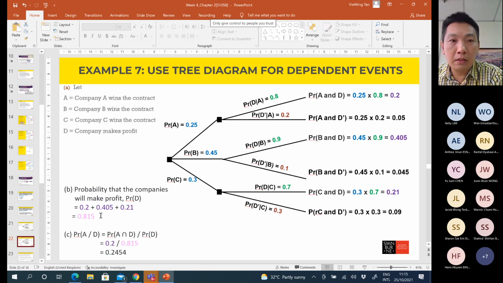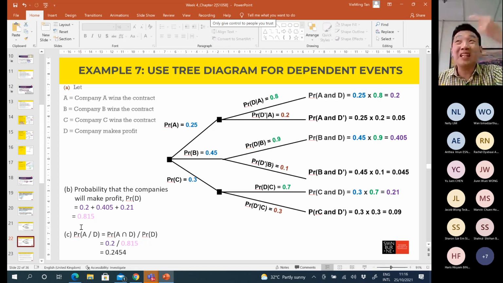0.25 multiplied by 0.8, you'll get 0.2, so substitute to here. The second possible outcome is 0.45 multiplied by 0.9, you'll get 0.405. The third pathway is 0.3 multiplied by 0.7, you'll get 0.21. Substitute these numbers to here. Simplify, you'll get 0.815. So that means there is 81.5% chance the project can get a profit.